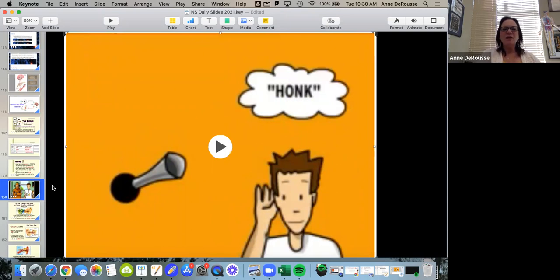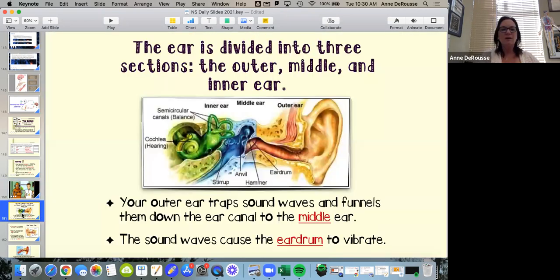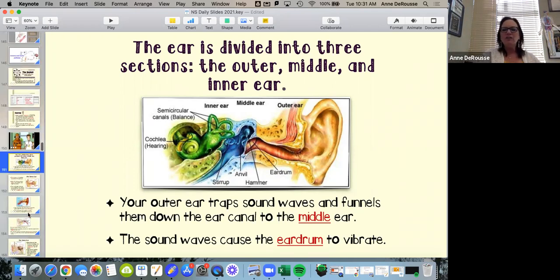Now, if you haven't heard something before, then you would next time recognize it. So again, you don't have to remember all these details. But again, like you saw in the movie, the sound waves, the outer part of your ear really is just acting like a funnel. Causes your eardrum to vibrate.